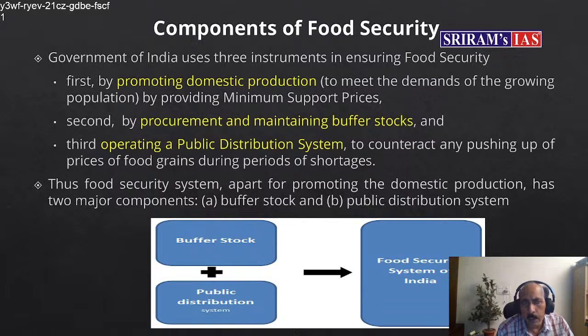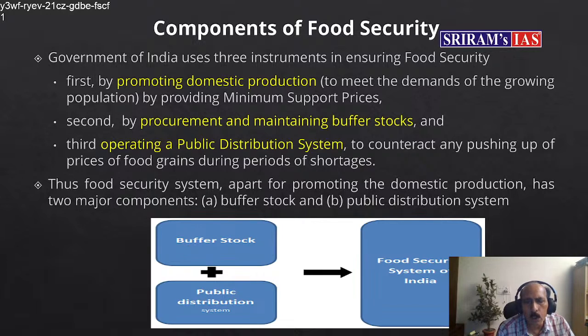Therefore, the important part here is the availability of food grains. It is the responsibility of the government to either produce or promote domestic production so that the domestic production meets the rising demand of the population for meeting their dietary needs. Or if the domestic production is not enough, then they may import food grains to ensure its adequate availability. Then, apart from the production, the government has to procure the food grains from the farmers and maintain them in the buffer stocks. And then through the buffer stocks, we operate a public distribution system to make food available within the reach of every person.